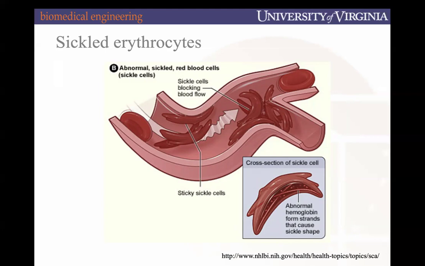Again, the diameter of a capillary, these really small blood vessels in our body, is usually about the diameter of a single red blood cell. And so it's really important for it to be able to squeeze through. But when it's in the sickled shape, it can't do that anymore. And now these sickled red blood cells that have these hemoglobin fibers within them are going to start stacking on top of each other and creating these occlusions.